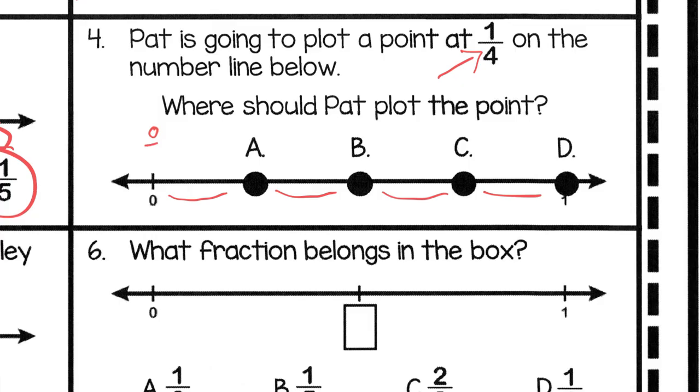This 0 would be 0 out of 4. This first one would be 1 out of 4. The next one would be 2 out of 4. Then 3 out of 4. And then 4 out of 4. So if we're looking for 1/4, it has to be A.